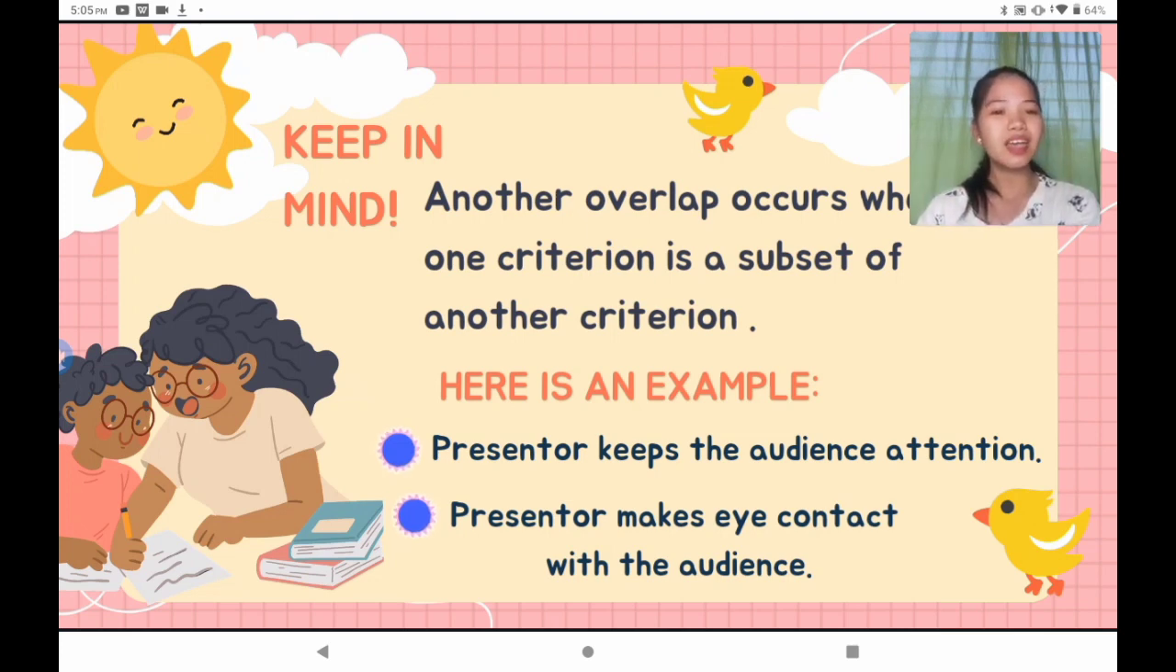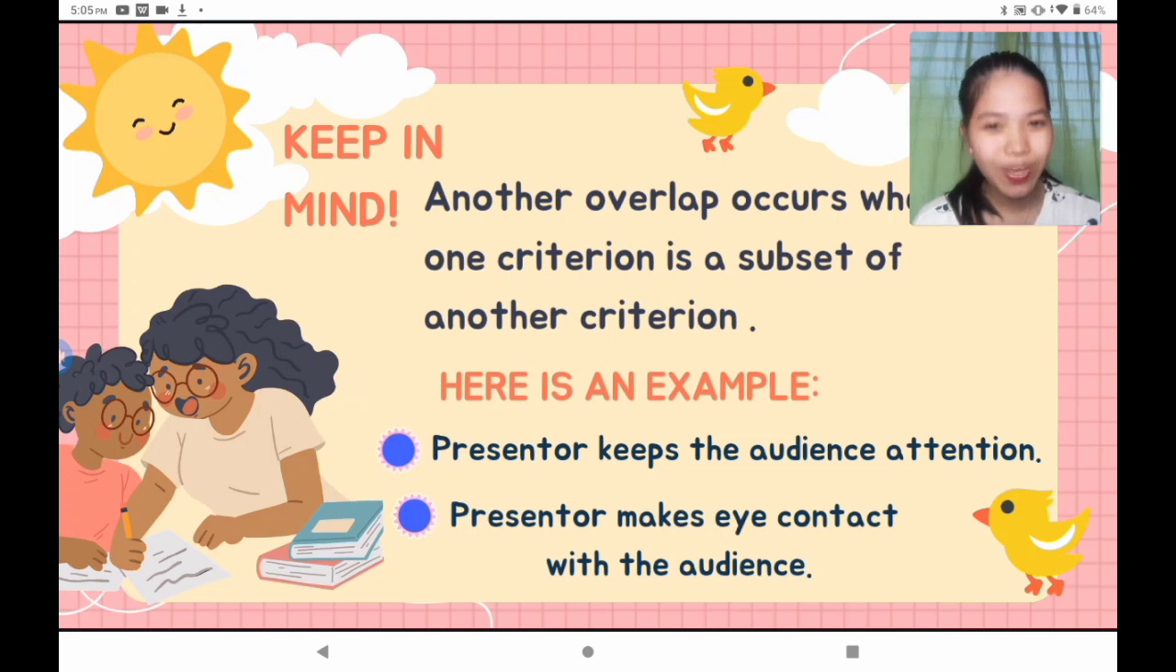In this criteria, they also have their differences and they also serve different purpose. Naa siya lain-lain nga purpose. But we have here the subset. So when you say subset, mura siya kanang from this general idea, naa siya subset. Example, the presenter keeps the audience attention. The second criteria, the presenter makes eye contact with the audience. So still, these two have similarities.